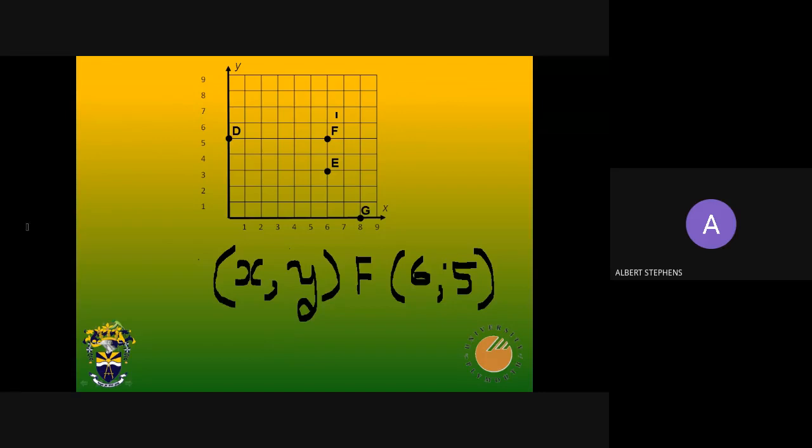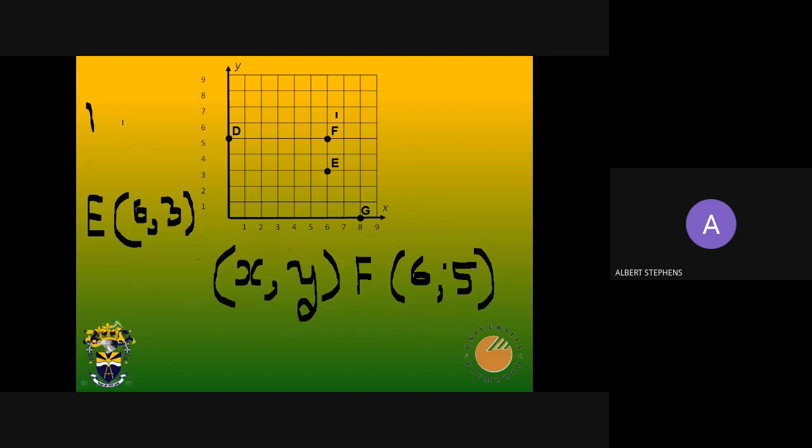Can somebody tell me the coordinate for point E? Sir, on the x-axis it would be 6, and on the y-axis it would be 3. Thank you, Jody. Very good.